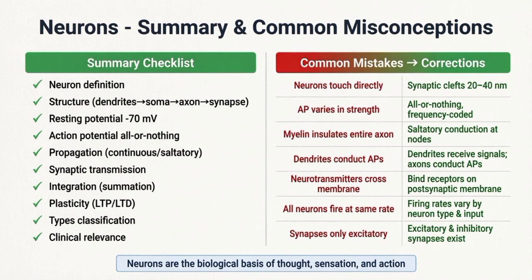Misconception 5, neurotransmitters cross the membrane. Correction, they bind to receptors on the membrane, they do not enter the cell. Misconception 6, all neurons fire at the same rate. Correction, firing rates vary dramatically by neuron type.